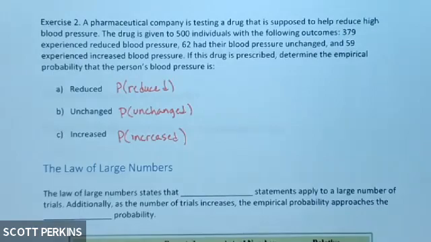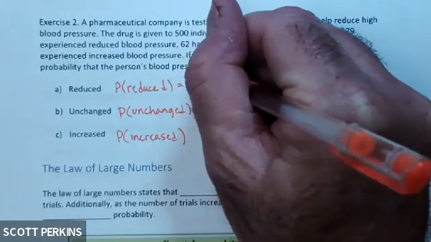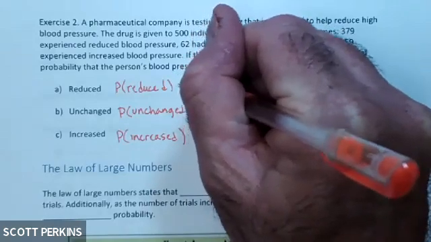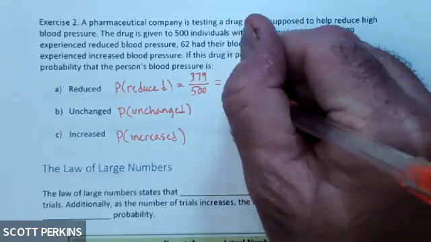All right, so just according to the data that we have here, how many people experienced reduced blood pressure? 379 out of 500 people that were given this drug. And so when I pop that into my calculator, 379 divided by 500, I'm not going to bother trying to reduce. That's 0.758.